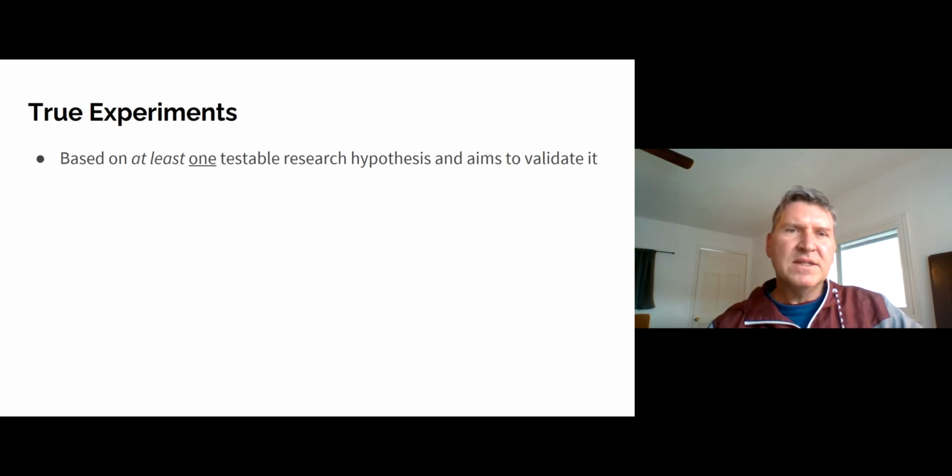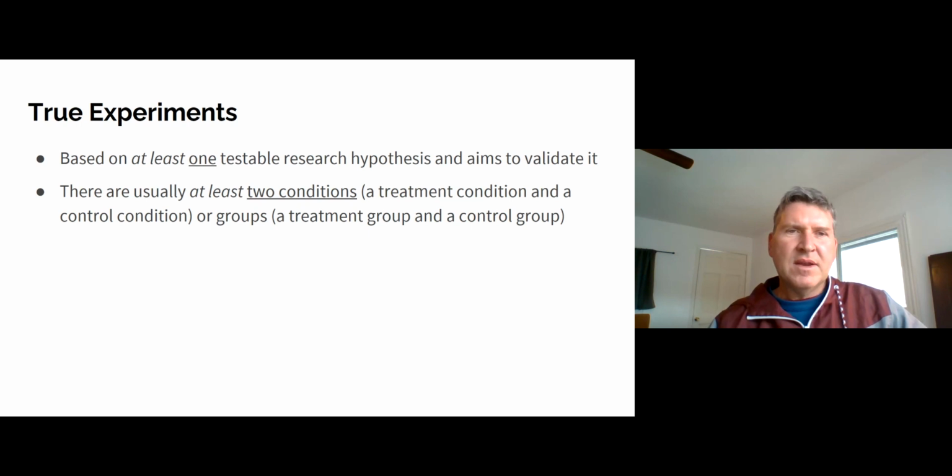These are based on at least one testable research hypothesis, and its purpose is to either validate that hypothesis or refute it. So there are usually 2 separate conditions. There could be more. We have one that's a treatment condition and a control condition. Sometimes we call it a treatment condition and a baseline. And then we have groups where we have one or more treatment groups, and then we have a control group.